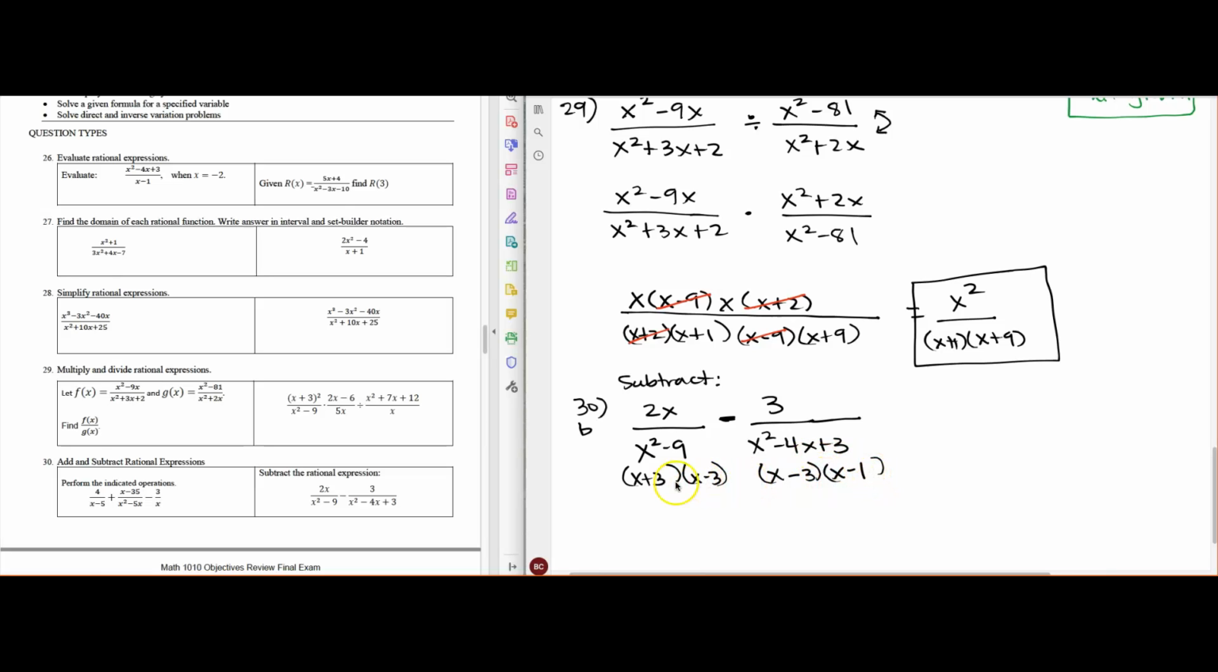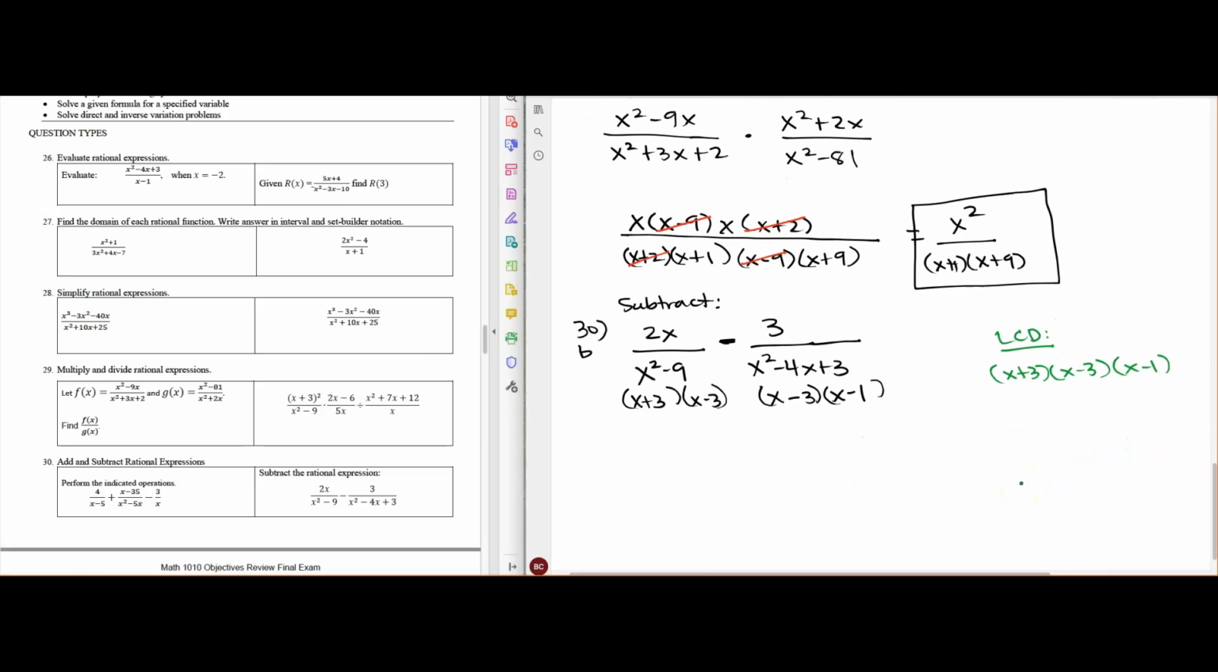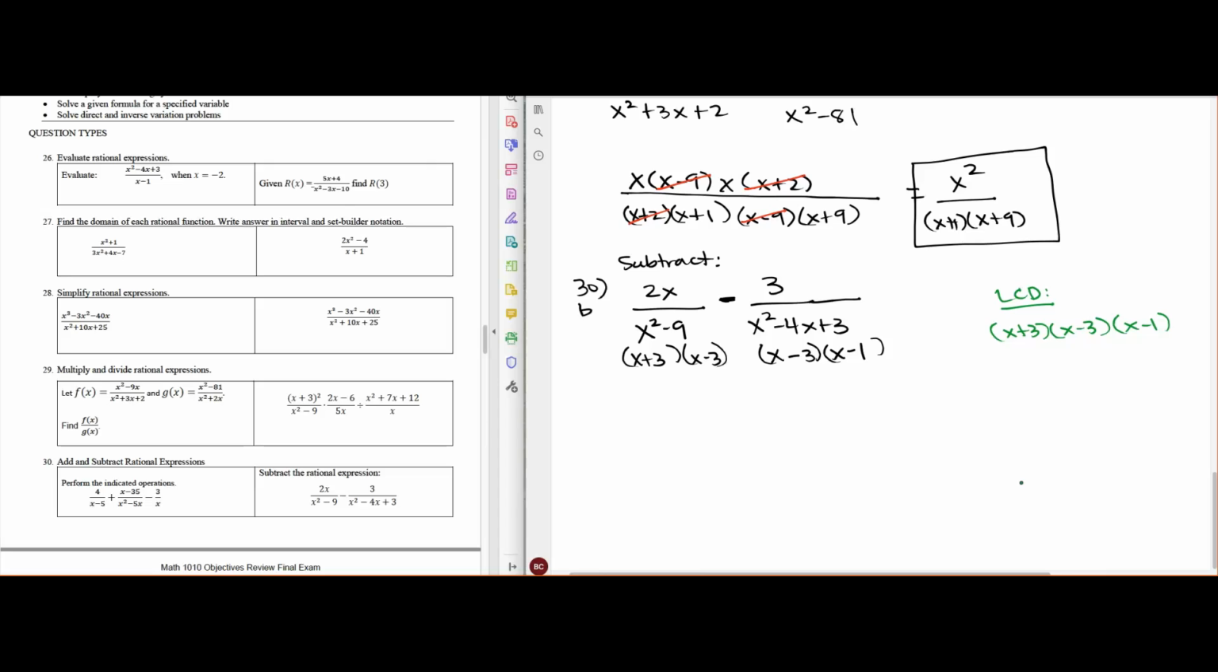And so when I'm looking to find my LCD here, every single part needs to be accounted for. So that means the x plus 3 and x minus 3 are part of it. This one already has an x plus 3, but we also need to account for that x minus 1. So we're going to have 3 different factors that make up our LCD. Let me write this down. My LCD is going to be x plus 3 times x minus 3 times x minus 1.